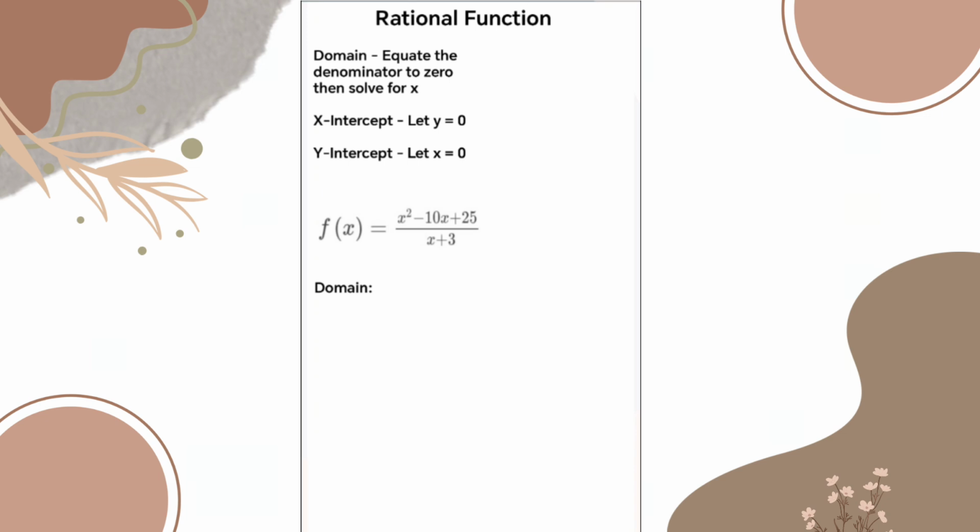So let's solve this problem. Let's first find the domain. So first, equate the denominator to 0. Then solve for x. So from this denominator, x plus 3 is equal to 0. Then transpose this positive 3 into negative 3, and that's your domain.